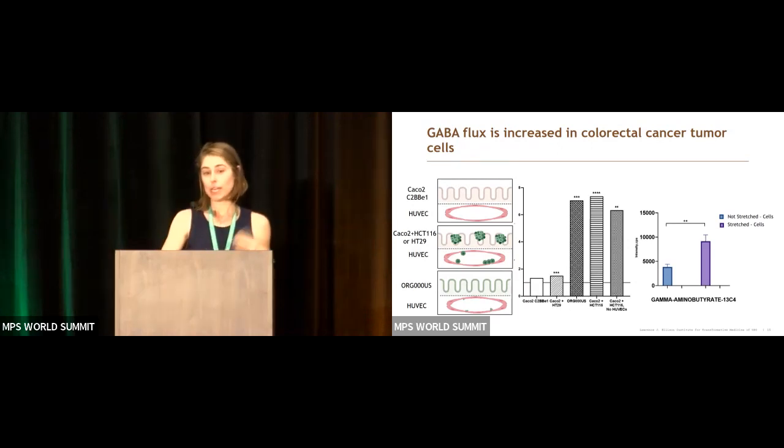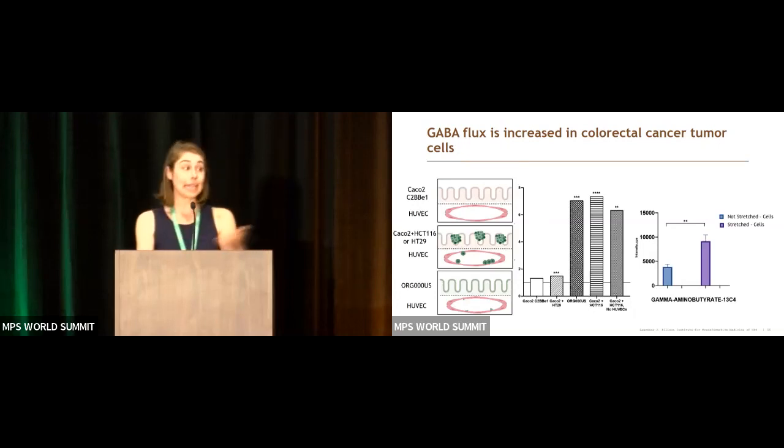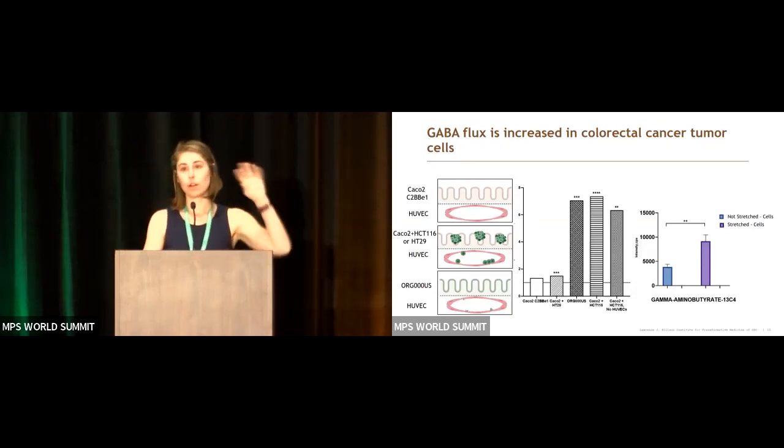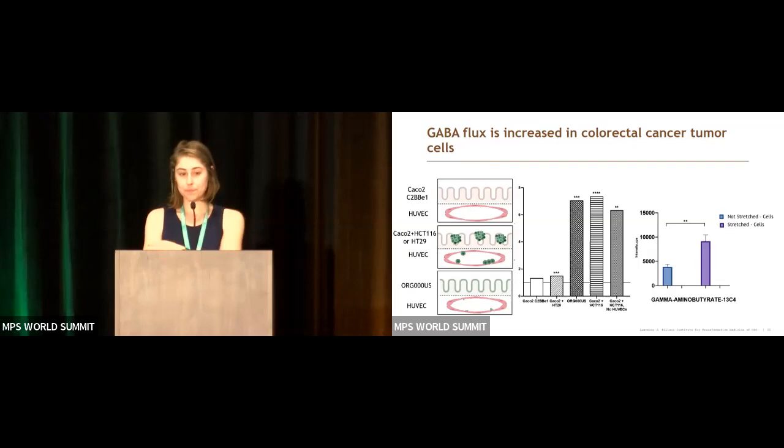In addition, we can introduce some C13 labeled GABA into the top channel. Then we can collect the cells off of that top channel and perform mass spec-based metabolomics to see how much of this C13 labeled GABA is actually in the cells. And we can see that in my stretched cells, in purple, we see quite a bit more of this heavy labeled GABA, suggesting that these cells are not only secreting more, but they're also taking up more as well.